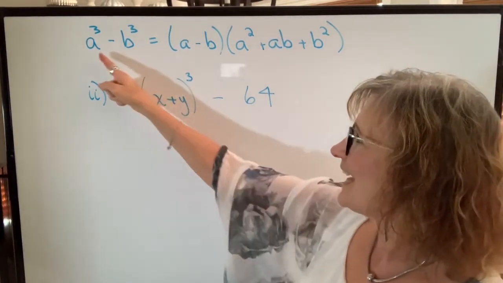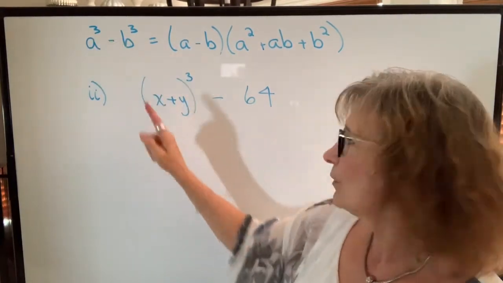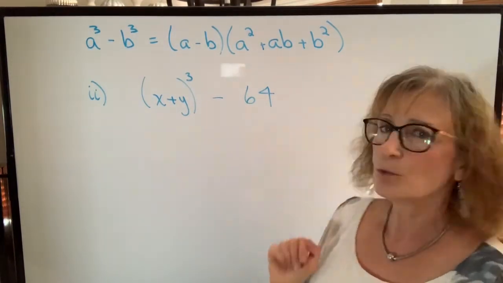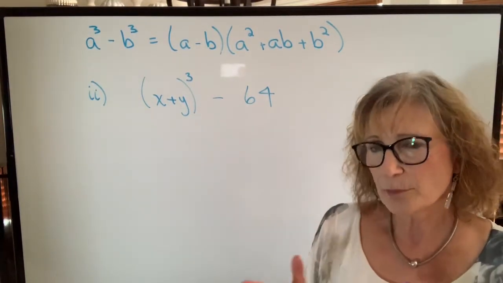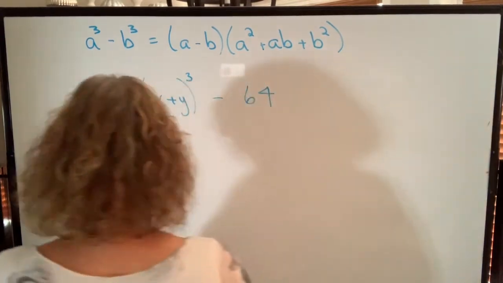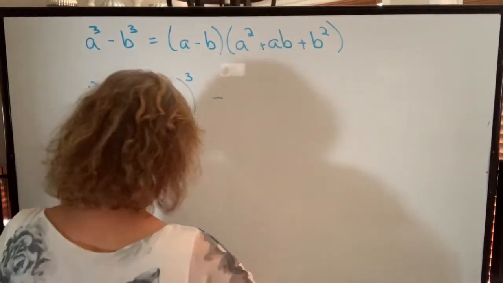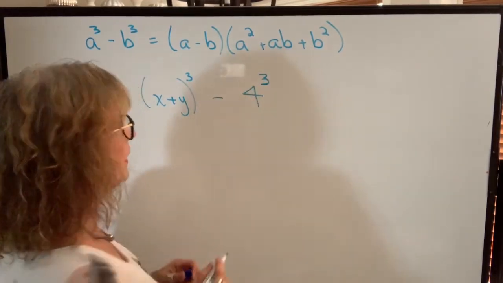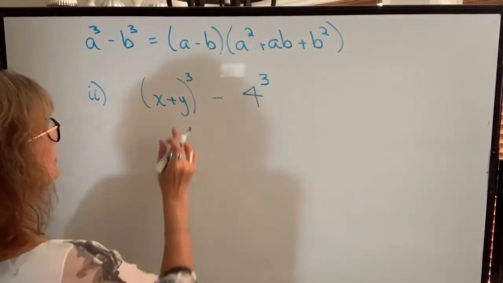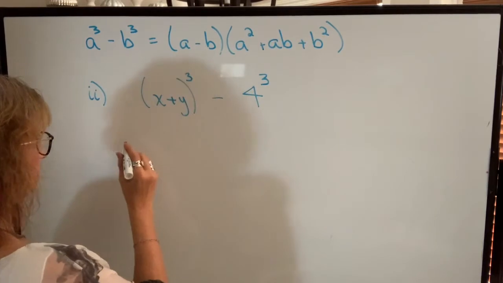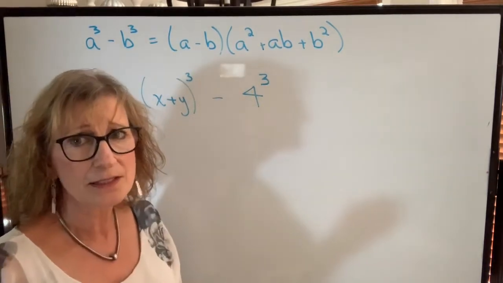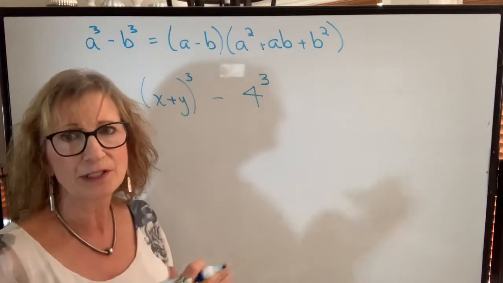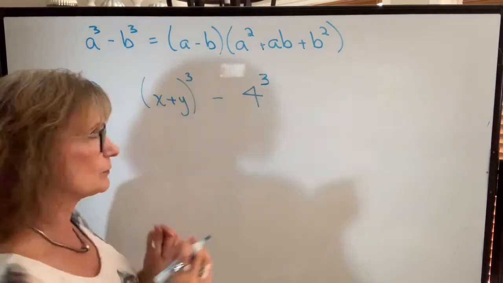But instead of a single variable, we're going to have the expression x plus y. And 64 is 4 cubed, so at the beginning, if you want to change that, that might make it easier. So let's plug into our pattern. And I'm going to keep all of the brackets, even though some of them aren't necessary, just so that I don't lose you, and then we can simplify and get rid of the brackets afterwards.